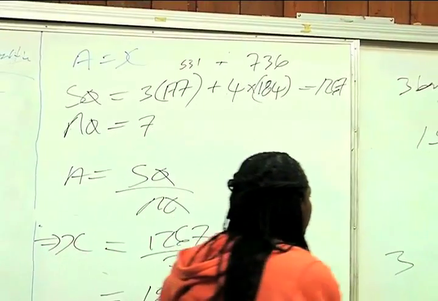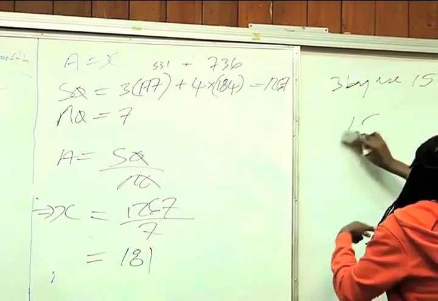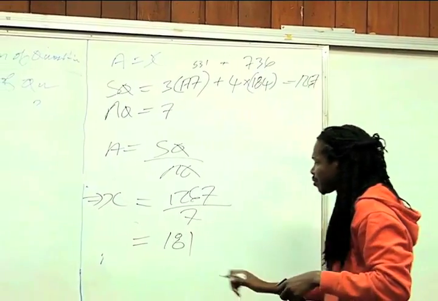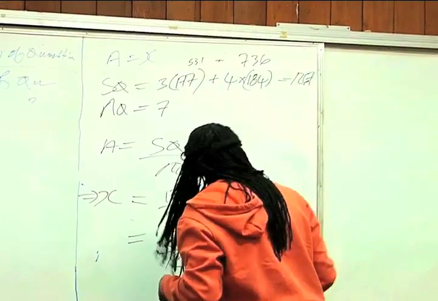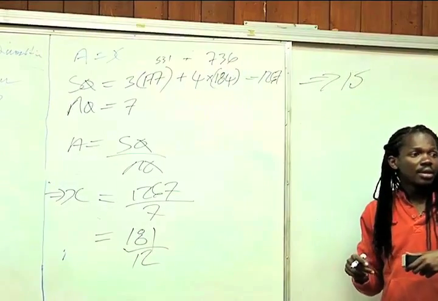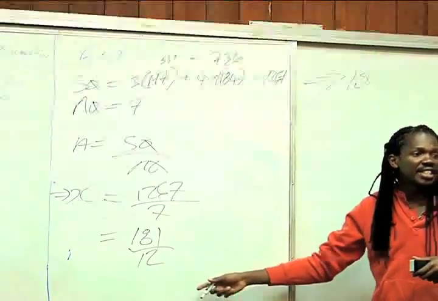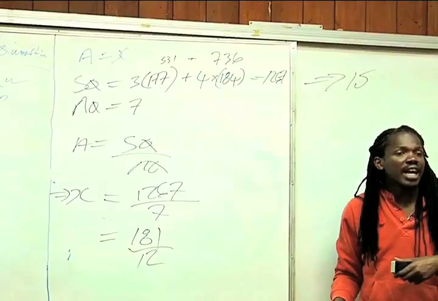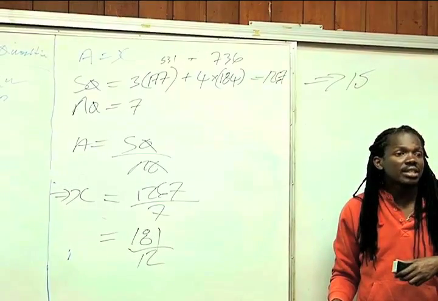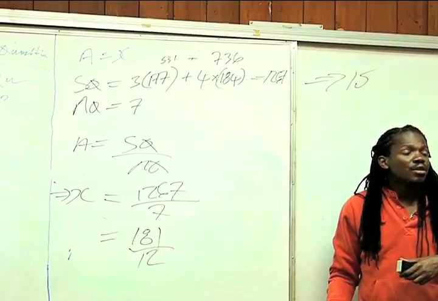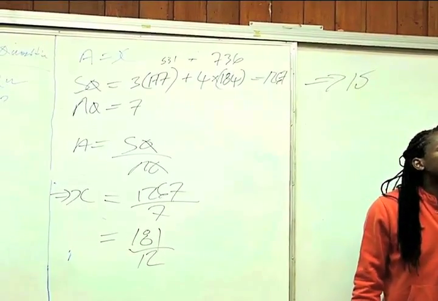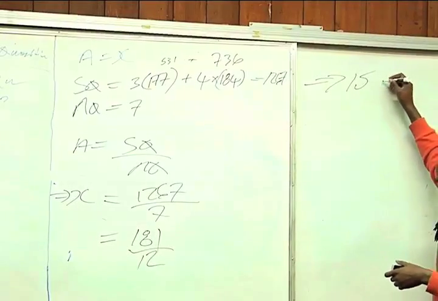Are we finished? Why are we not finished? Because we want to transfer it back to years. So therefore, you divide this by 12. This implies 15 years. 15 times 12 gives what number? 180. That means there is 1 month left.